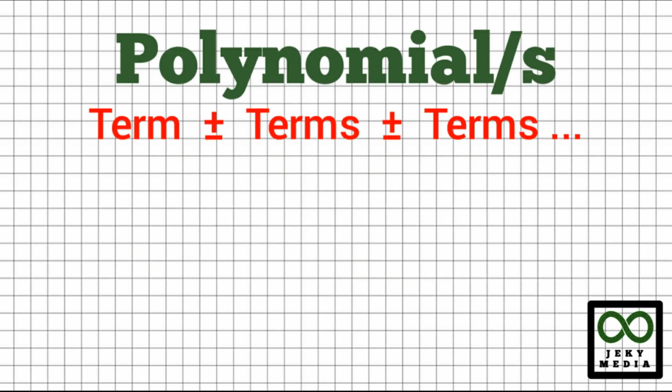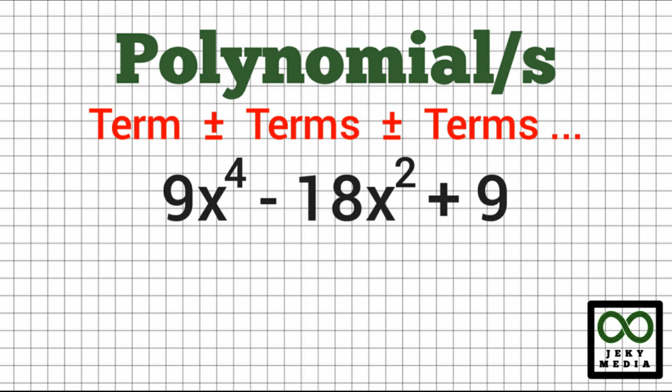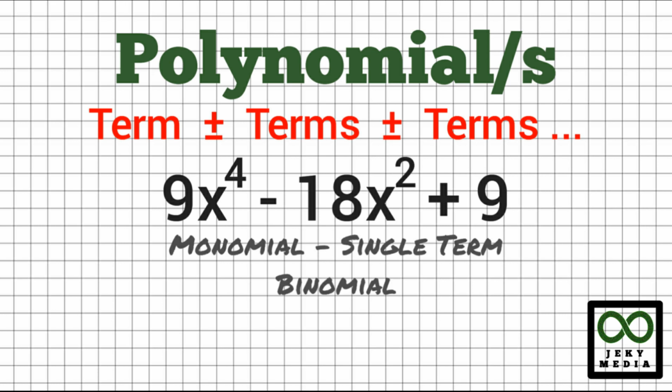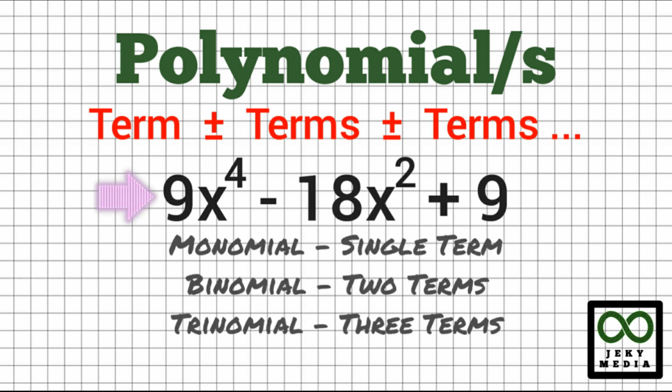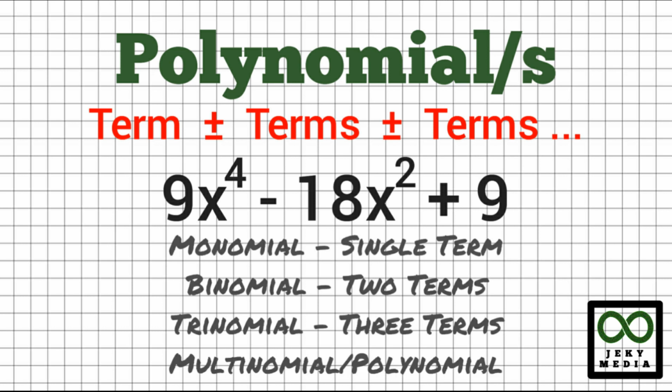A polynomial is composed of terms. It could contain one or more terms connected by operators, the addition sign and the subtraction sign. What you see is an example of a polynomial. It contains three terms: 9x raised to 4 minus 18x squared plus 9. Monomial contains a single term. Binomial contains two terms. Trinomial contains three terms. And multinomial contains many terms. It is commonly called a polynomial.